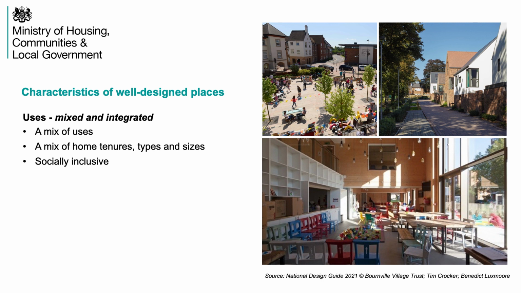The next characteristic is mixed and integrated uses. The key points are a mix of uses. Sustainable places include a mix that supports everyday activity, including live, work, and play, and a mix of well-integrated home tenures, types, and sizes that reflect local housing need and market demand. And these provide a variety and choice of home to suit all needs and ages. In larger developments, this also includes a variety of development models, such as self or custom build, PRS, and community-led development. And finally here, promoting social inclusion.